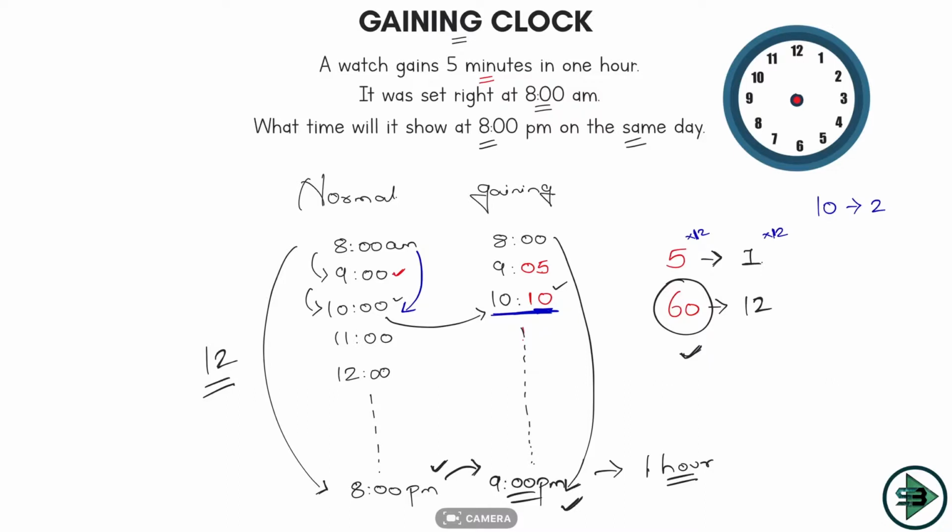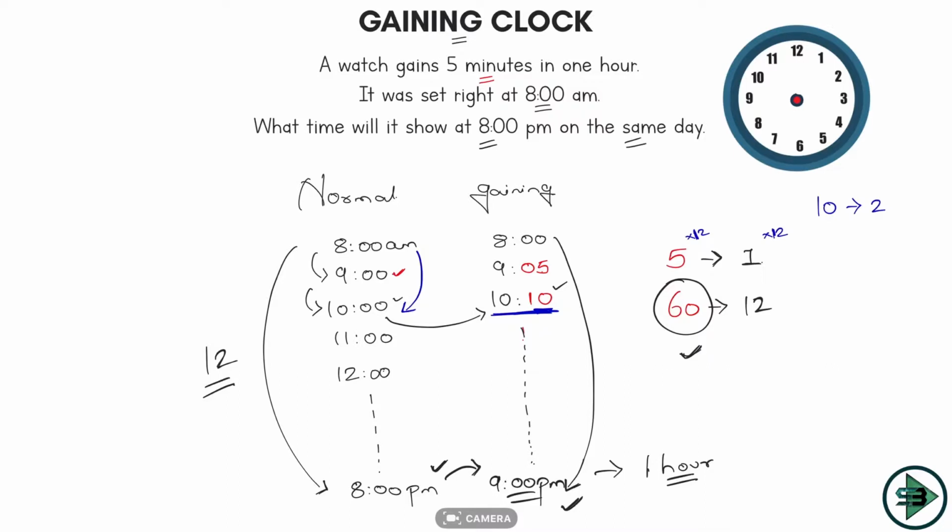So I found out its error by comparing it with the normal clock. It was set right at 8 am. So at 8 am it was showing the right time, just like the normal clock. Now the error starts. So what time will it show at 8 pm on the same day? How much will it gain in 12 hours? 60 minutes. So 8 pm becomes 9 pm.